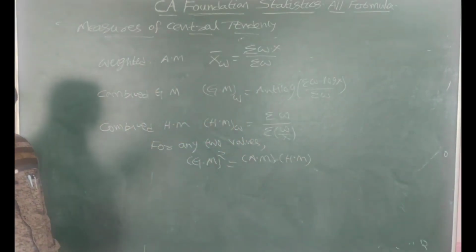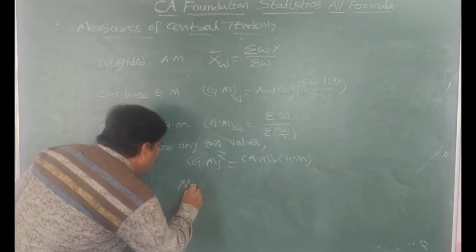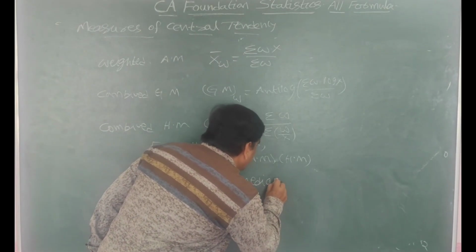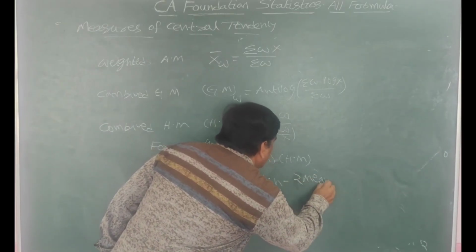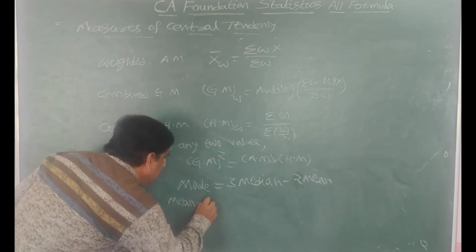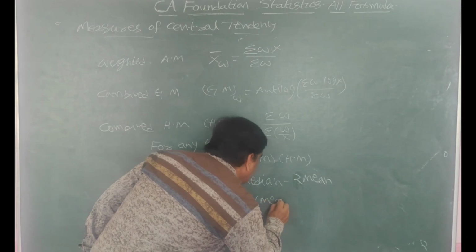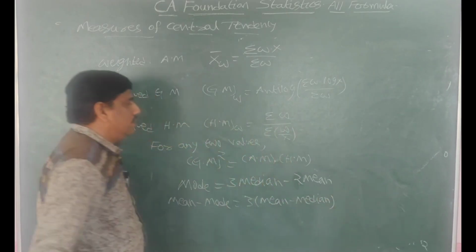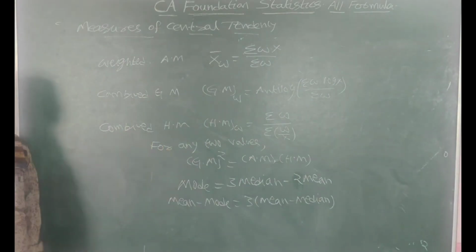And similarly, we have another relation, the relation between mean, median and mode, which is nothing but mode equals 3 median minus 2 mean. This relation can also be expressed as an empirical relation like this: mean minus mode equals 3 times the difference between mean and median. This is the relation between mean, median and mode, and the relation between AM, GM and HM.